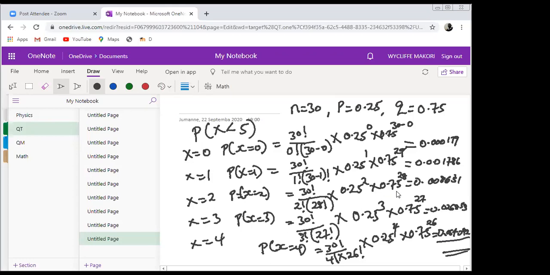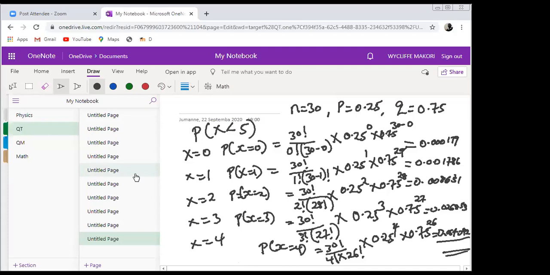Then, for you to get the final answer that you are supposed to have here, you just add this probability. The probability that x is equal to 0 plus the probability of this plus this plus this plus this. Then you get your answer here. I know now that one you can be able to add and get the final answer. Unless somebody has got a question. Anybody with a question anywhere?